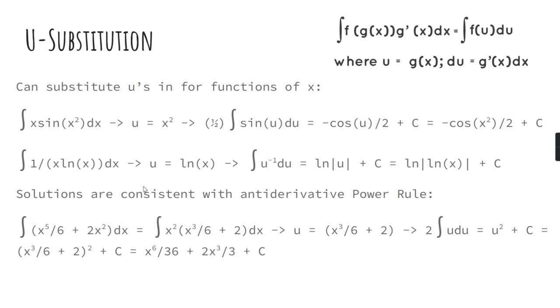That's useful for that. And it's important to note that solutions are consistent with the antiderivative power rule. Everything in calculus is consistent with itself. So in this case, you have like a polynomial here that you can easily integrate with the antiderivative power rule, but instead you can separate out, like kind of factor it a little bit, and then because the derivative of x cubed is going to be something with an x squared, you can use U-Substitution to get an answer for this.